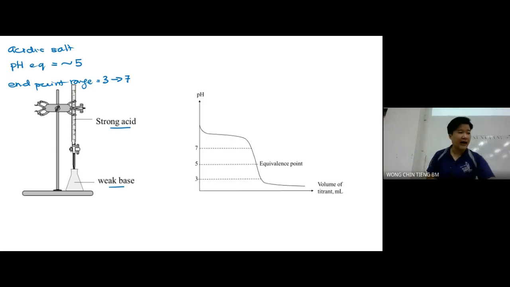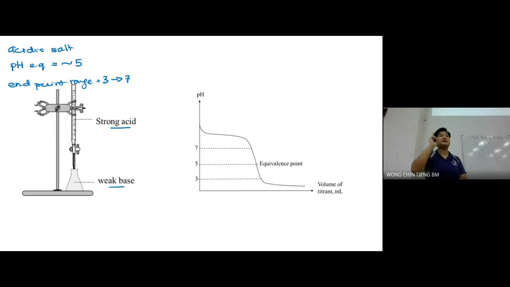Thank you. And just 1 second. All right, look at the curve. What is the difference between this curve and the curve that I draw just now? Selain daripada equivalent point dengan end point, look at the shape of the curve. Apa beza dia? Dia ada sudden drop. Perasan tak? Perasan tak dia ada sudden drop?